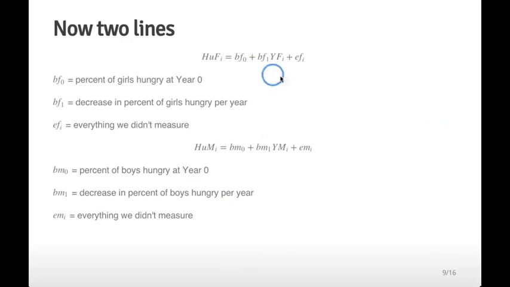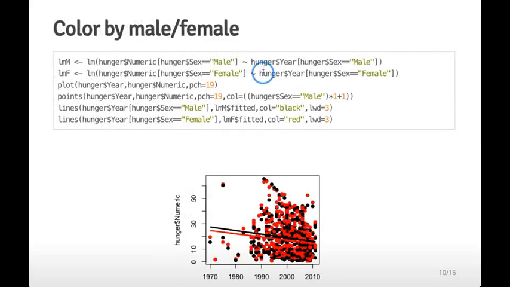We could fit a separate line to the females and to the males, and so the females have their own intercept term and their own slope and their own errors, and the males similarly have their own intercept, slope, and errors. And we could actually fit those lines in R using the LM command, and so we've done that just by subsetting to the males on both the outcome variable and the covariate variables, and then doing the same thing with females here.